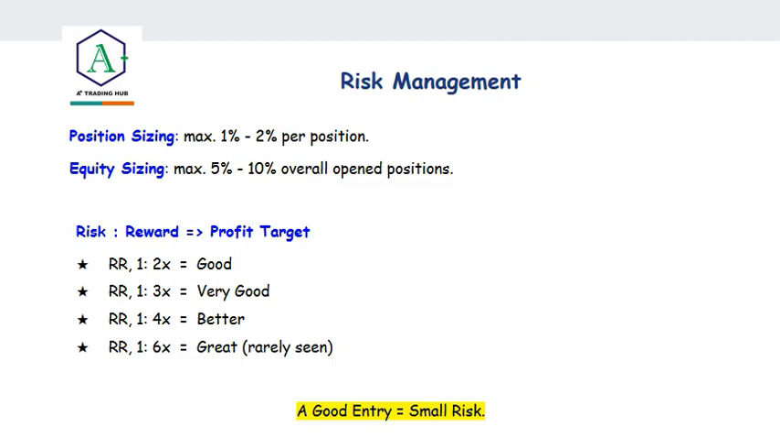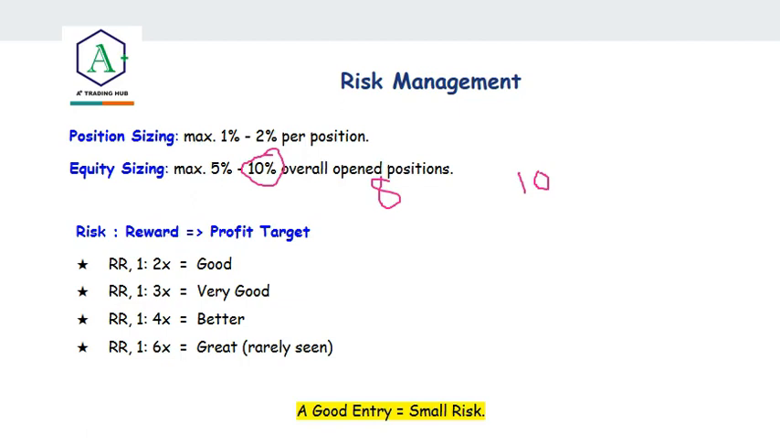Then equity sizing, overall open positions. Let's say for example you have 5 trades running on your account. The overall risk on those trades should not exceed 10%. It should be between 5 to 10, but it should not exceed 10%. Personally, I do 8%. So I can't take a trade if the total risk on all trades goes over 10%. I'm a conservative trader. So if you are aggressive, you can take it to 10% risk on all positions.